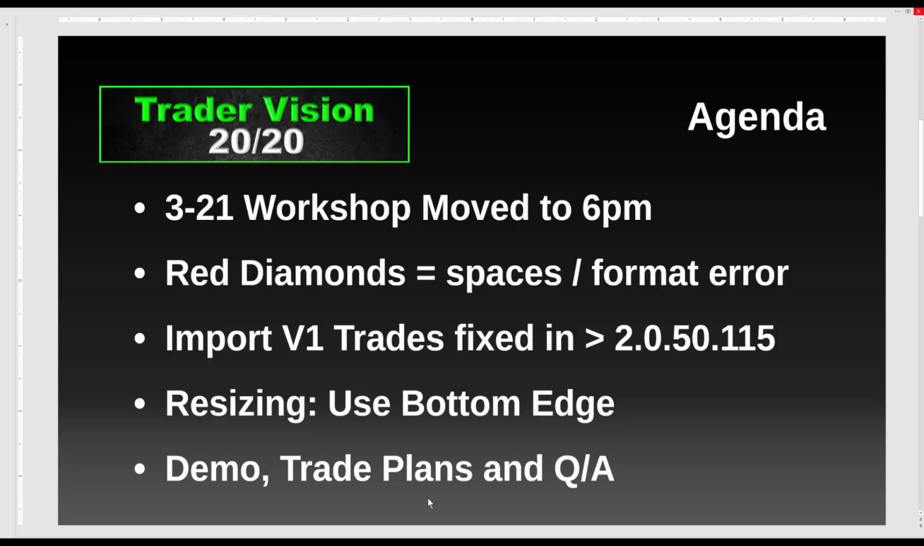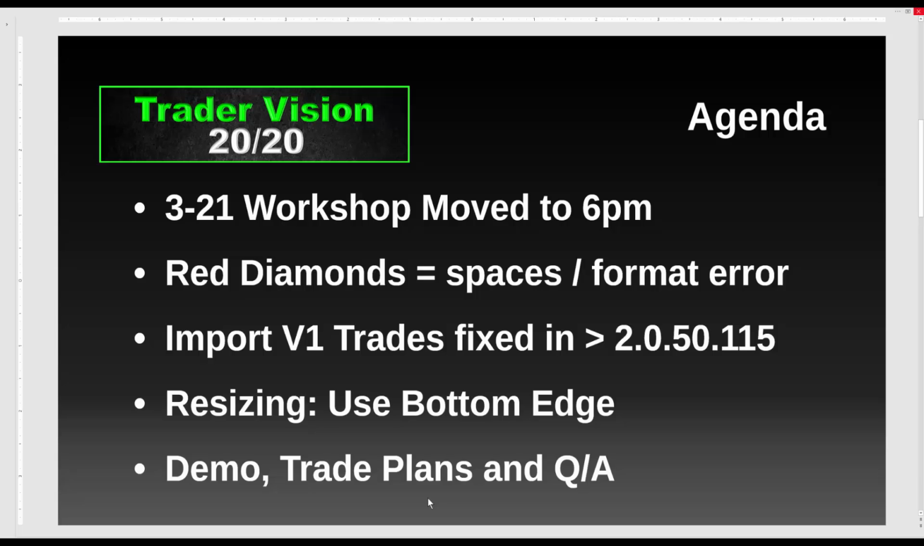The first thing I want to mention is that the Wednesday weekly workshop for 3/21, so not next week, but the week after, we're going to move to 6 p.m. because we've got a room conflict. Rick is presenting to another group in the room, and he can't really move that one, since it's an outside group. So we'll just push ours back a couple hours.